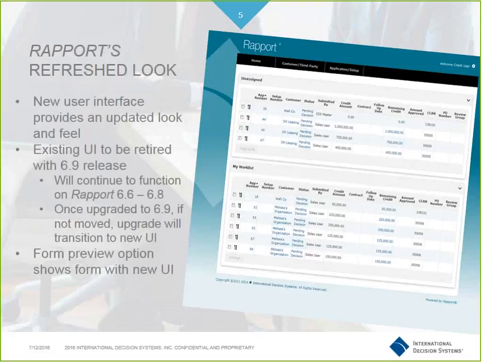The existing UI that you may be familiar with today will be retired with our upcoming 6.9 release. And if you want to, you can continue to have your existing UI on versions up to 6.8. So if you're running the classic UI today, you can continue to run the classic UI until the 6.8 release. Once you upgrade to Rapport 6.9, that's going to be available at the end of this year. If you haven't transitioned to the new UI, then the upgrade will transition for you.